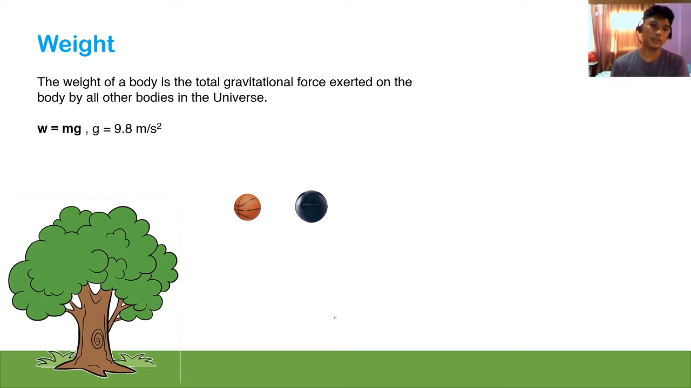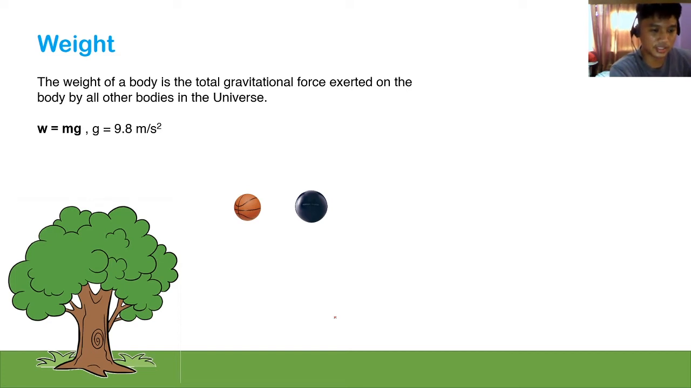Now, this is a very wonderful, generalized definition for weight. The weight of a body is the total gravitational force exerted on the body by all other bodies in the universe. Like what? That's a very clever definition. Why? Because let's consider you. If you are on Earth, the definition says that your weight is the total gravitational force exerted on you by all other bodies in the universe.